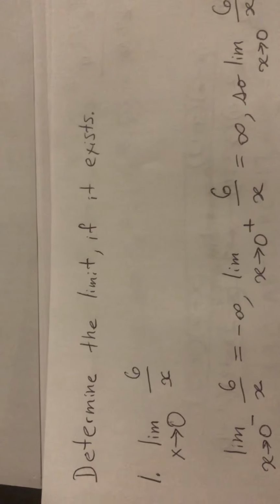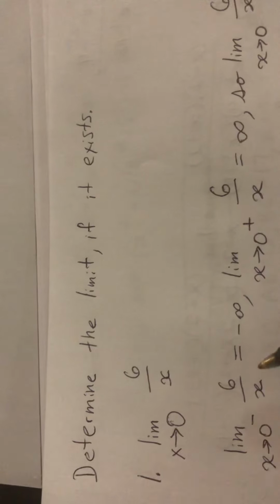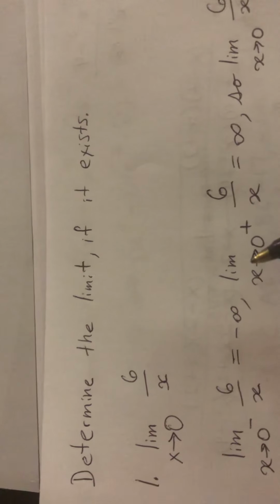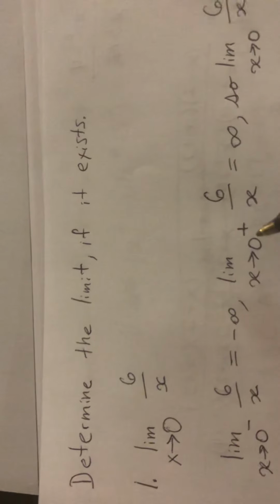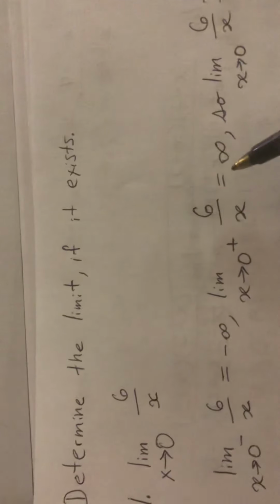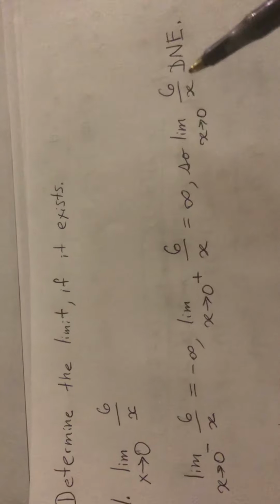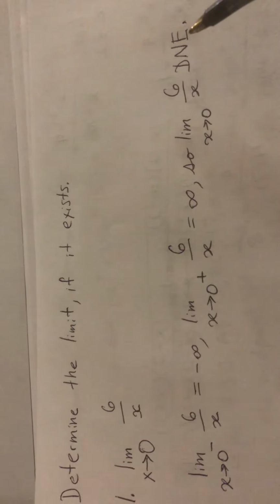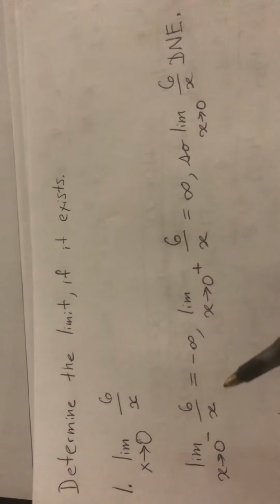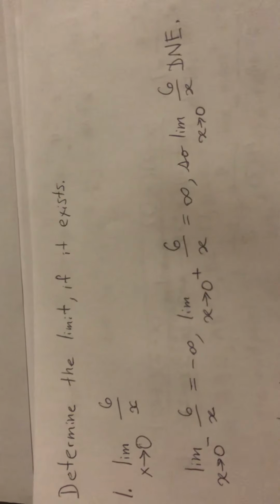The limit as x approaches 0 from the left of 6 over x is negative infinity. The limit as x approaches 0 from the right of 6 over x equals positive infinity. So the limit as x approaches 0 of 6 over x does not exist. Notice I use commas instead of periods frequently in math because periods might look like a multiplication symbol.